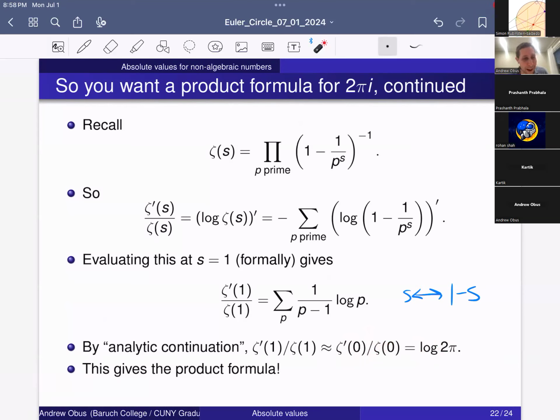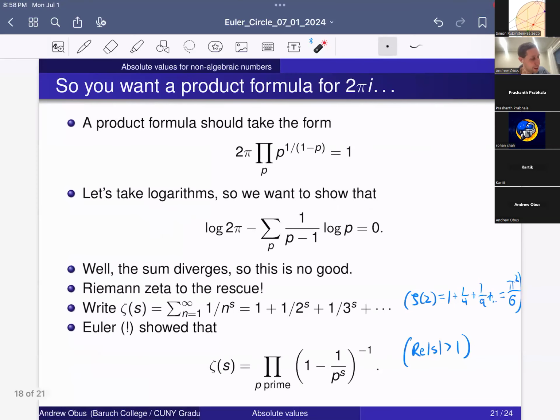So what's going on here? Zeta prime of 1 over zeta of 1, for our purposes, is log of 2 pi. What we've seen when we plug in 1 into this formal series is that it's also the sum of 1 over p minus 1 times log p. So these two things are the same, which means that the difference of log of 2 pi and this sum of 1 over p minus 1 log p is going to be 0.